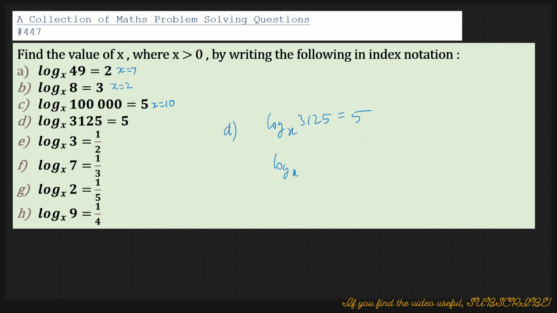This is 5 to the power 5: 5 times 5 is 25, times 5 is 125, times 5 is 625. 625 times 5 is 3125. Yes, so that is indeed 5 to the power 5. So then x to the power 5 equals 5 to the power 5. So once more we can say x is 5.